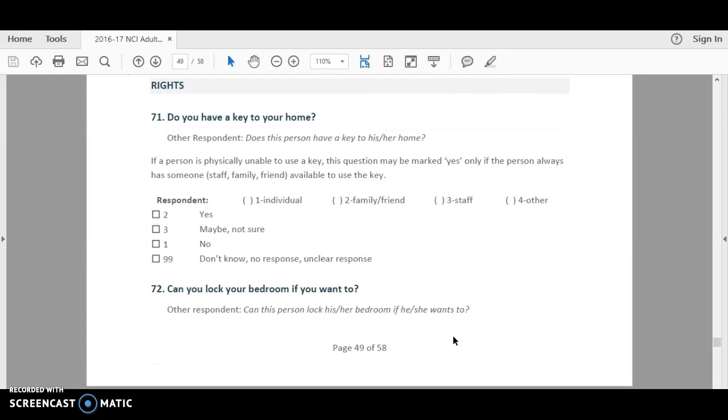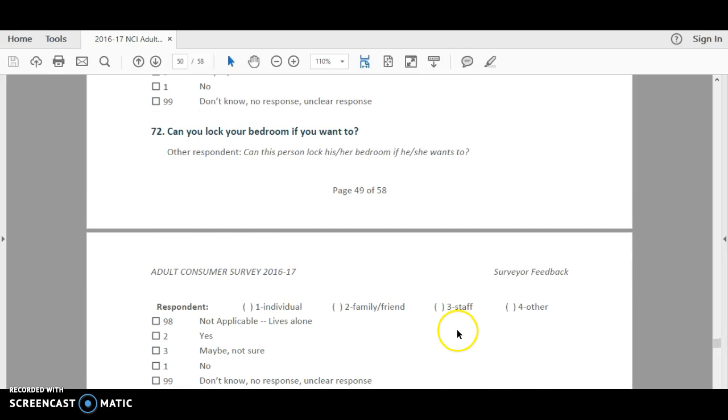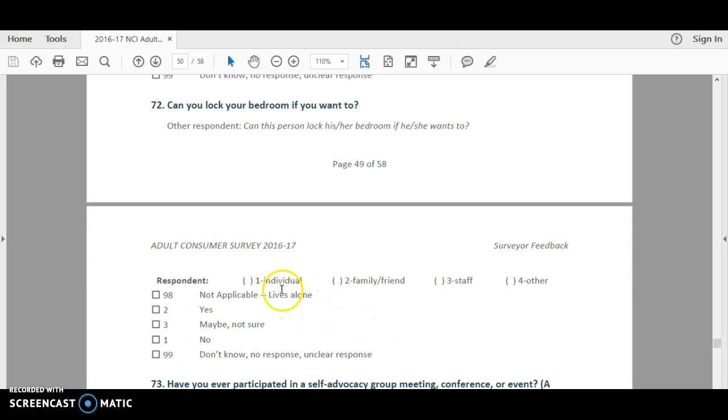We have a few more questions about rights here, a couple of questions that we added having to do with some new HCBS regs. So do you have a key to your home? Can you lock your bedroom if you want to? If the person lives alone, this is going to be a not applicable.